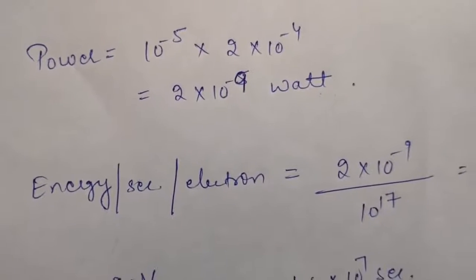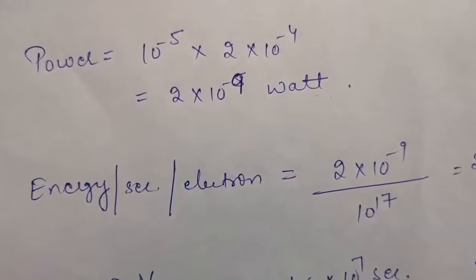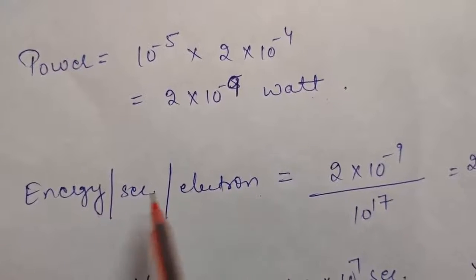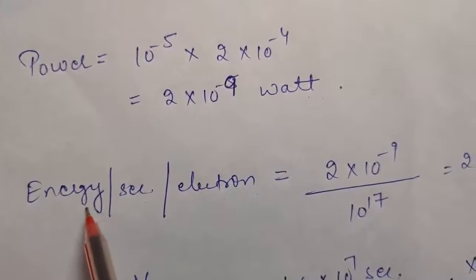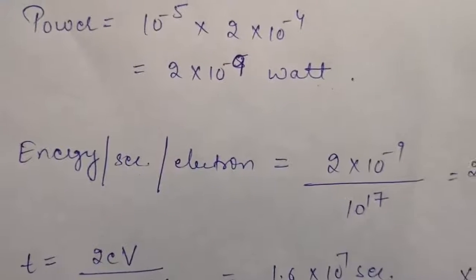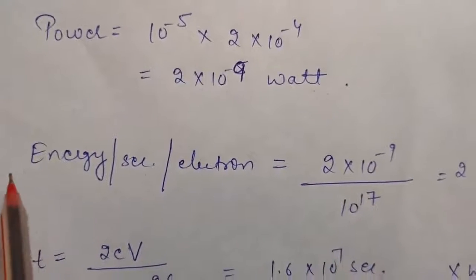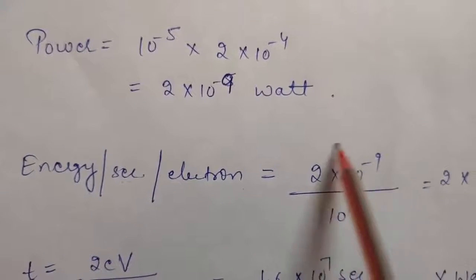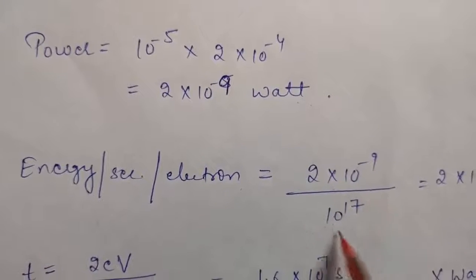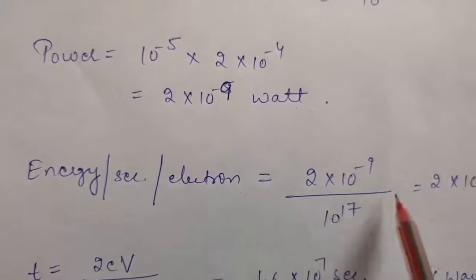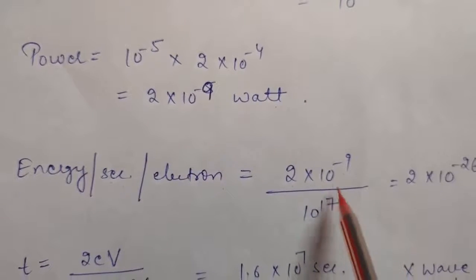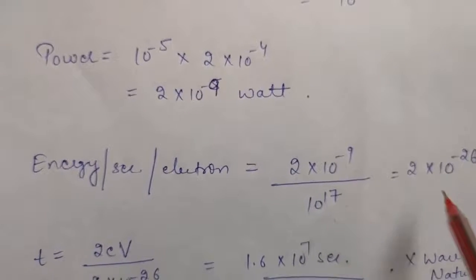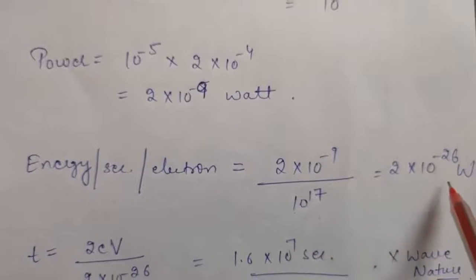Okay, so now if you know the power, you can calculate energy per second per electron. That means energy due to one electron per second. As you know, energy per second is nothing but power, and per electron means dividing by the number of electrons. So you can easily see what we are calculating and what we are putting here. So this is power and this is the total number of electrons. It will come to be 2 into 10 to the power minus 26 watts.